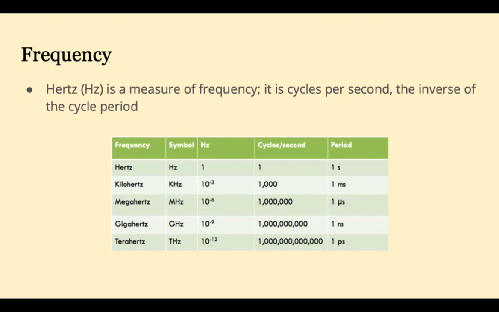Hertz is a measure of frequency. It's cycles per second, the inverse of the cycle period. So 1 hertz is 1 cycle per period. A kilohertz is 1,000. A megahertz is 1,000,000. A gigahertz is 1,000,000,000. And a terahertz is 1,000,000,000,000.